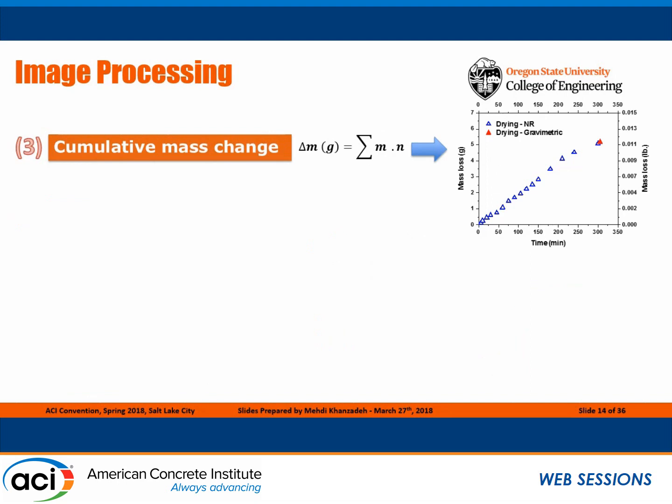By using the area underneath those curves I showed, we can get the cumulative mass change results, as shown here, for example. The blue dots show the results from neutron imaging, and the red dots here show the results from the gravimetric method. As you can see, they are matching perfectly, and it shows the reliability of this technique.